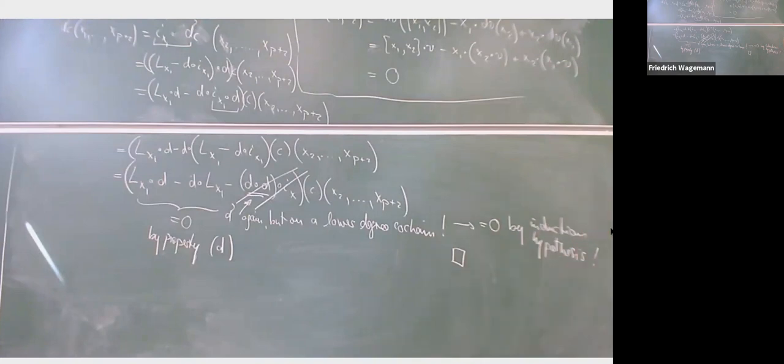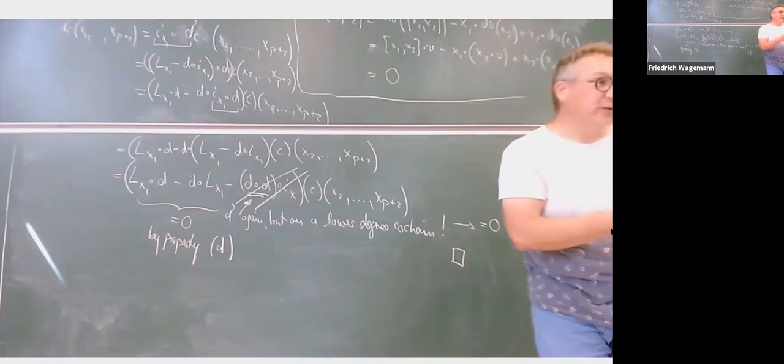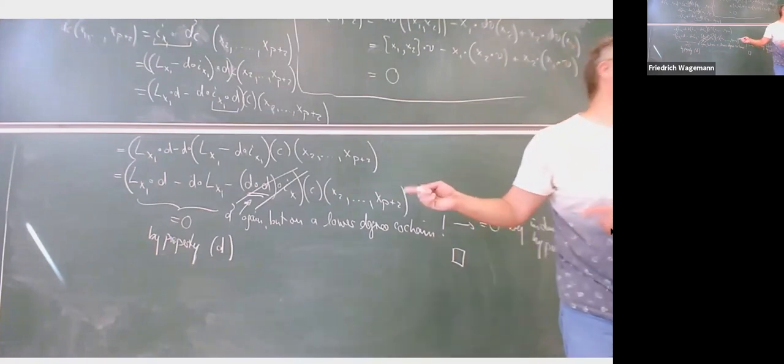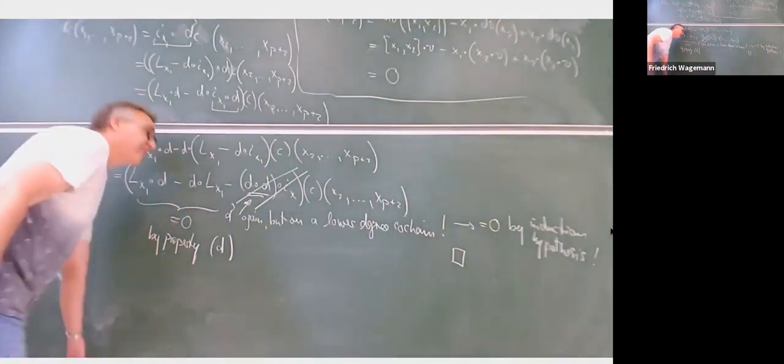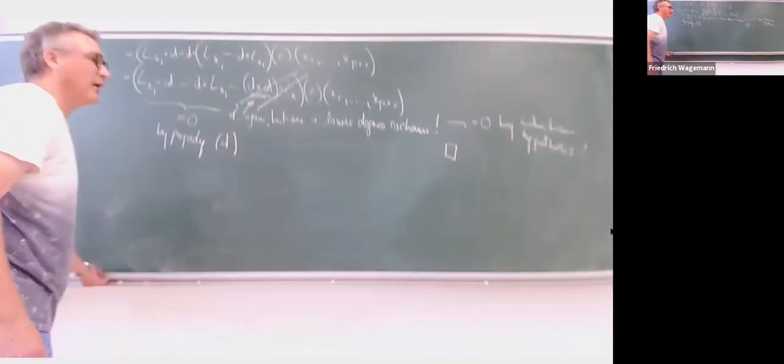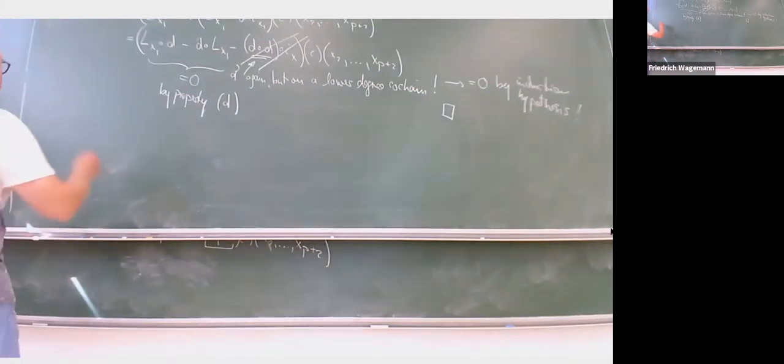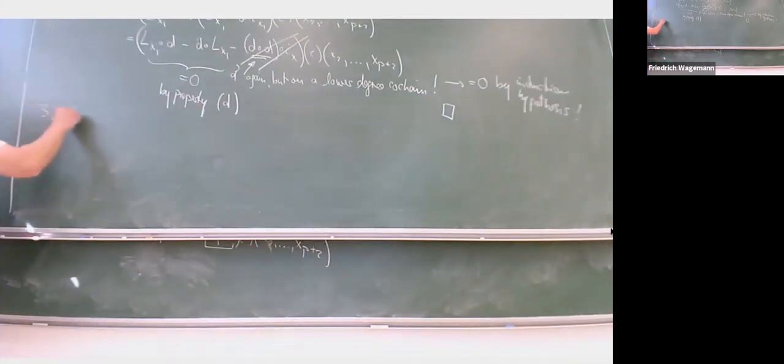Yeah, and I will not show you that d squared is 0 also for the coboundary operator in Leibniz cohomology, because there the computation is exactly the same. Yeah? Because the Cartan identities are still valid. Okay, now we come to interpretations.